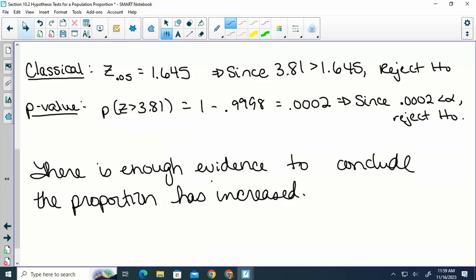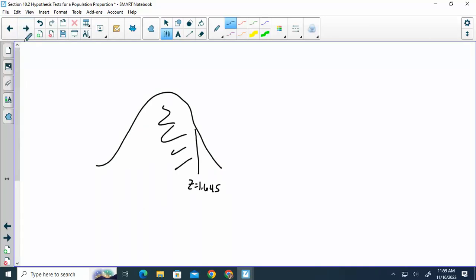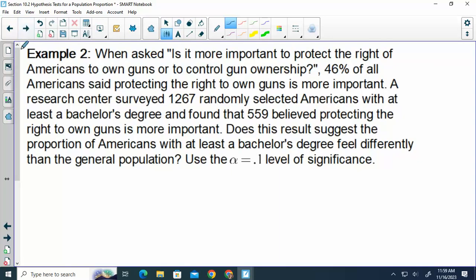I'm going to do one more. And this time I'm probably only going to do the p-value approach. So when asked, is it more important to protect the right of Americans to own guns or to control gun ownership? 46% of all Americans said protecting the right to own guns is more important. So what would my null hypothesis be right now?